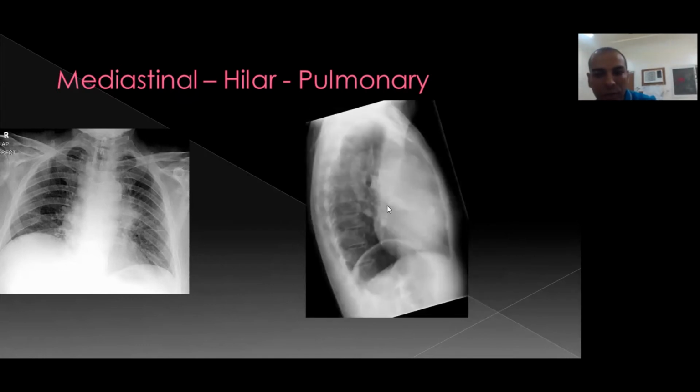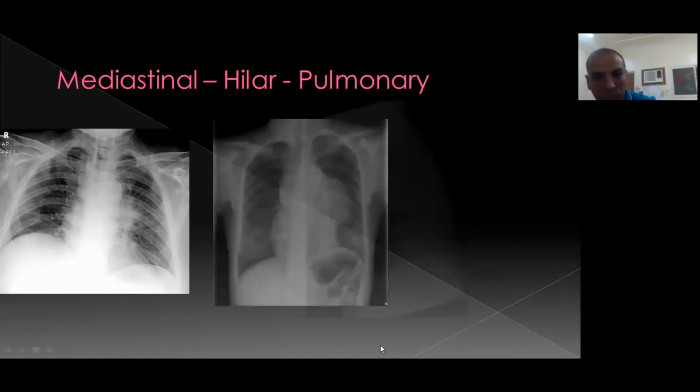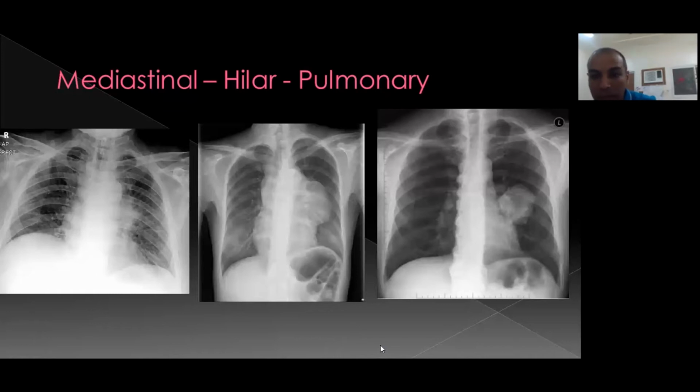In the lateral view, we have here, this is the mass. So it is anterior to the hilum. This is the hilum, and anterior to the hilum we have a dense shadow. This one, clear pulmonary mass. Why is it pulmonary? Because it causes an acute angle with the mediastinum, and the hilum appears clear. So it's not hilar and not mediastinal.